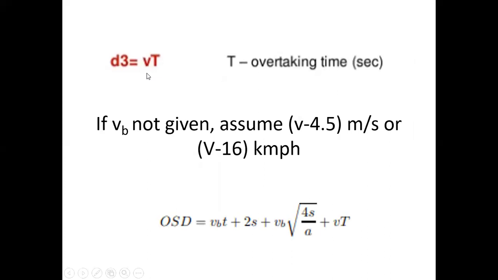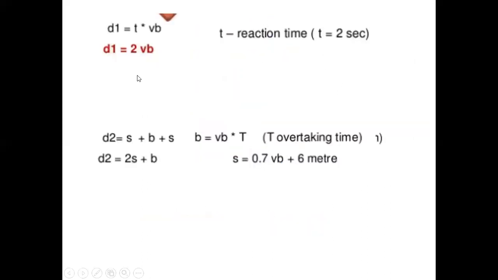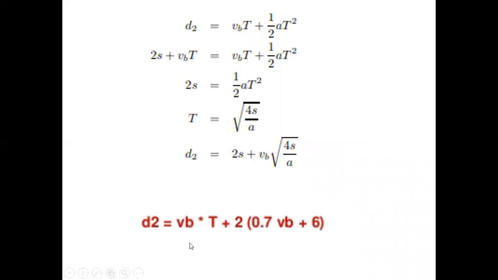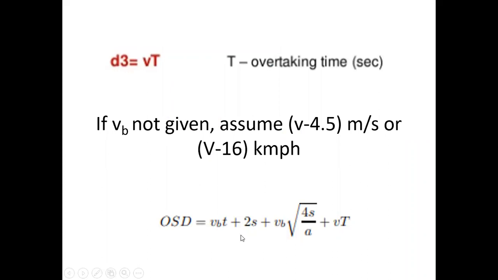So now OSD will be calculated as D1 plus D2 plus D3. What was D1? VB times T, where T is the reaction time, strictly 2 seconds. And D2, we have seen, is VB times T plus 2S. This is S. Then D3 is V times T. So OSD will be VB times T plus 2S plus VB times T, that is, 2S plus VT. That is the expression for OSD, the overtaking sight distance.